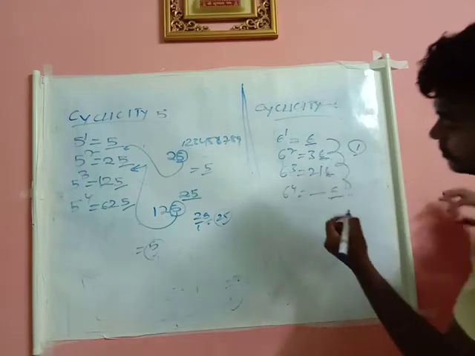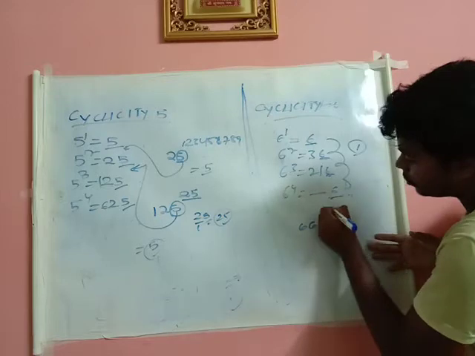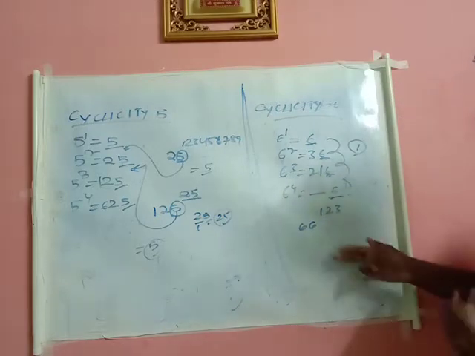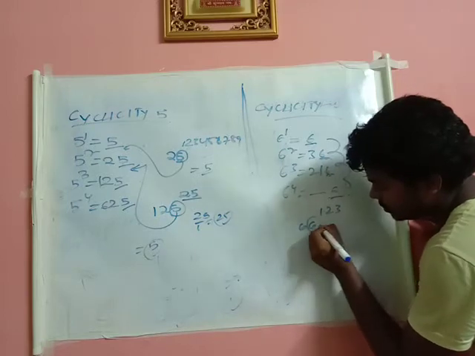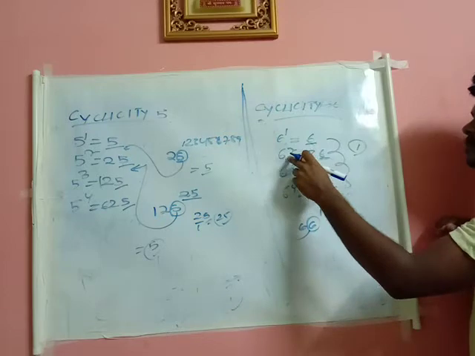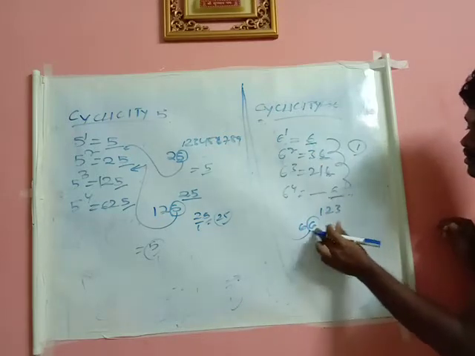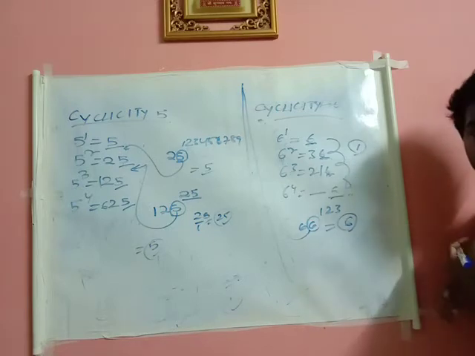Now, if someone asks me what is the unit digit of 66 power 123, you just see what the unit digit is here. It is 6, so it belongs to the cyclicity of 6. Irrespective of the power, the unit digit is always 6. So the unit digit of 66 power 123 is 6.